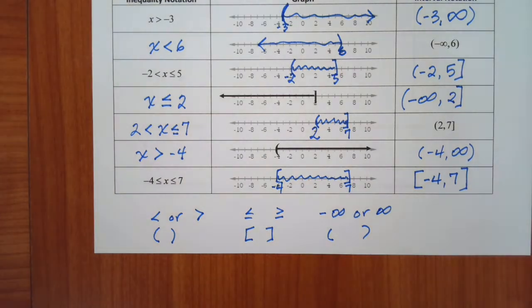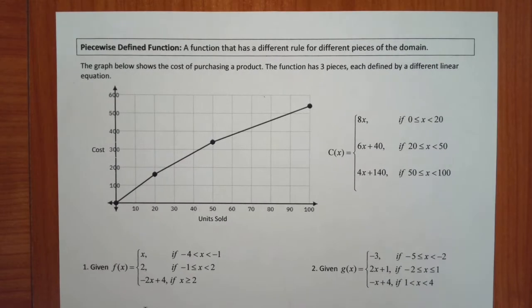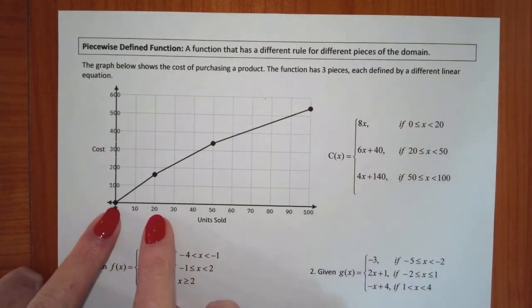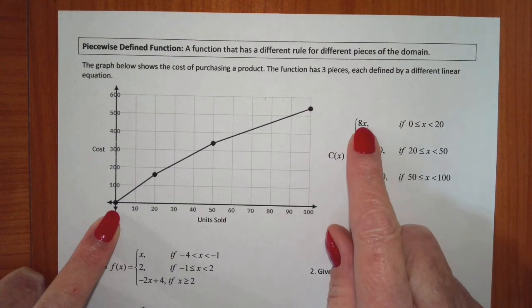Okay, well, we're going to apply this to when we talk about piecewise functions. Now, a piecewise function is a function that has a different rule for different pieces of the domain. So this graph that I've given you as an example shows the cost of purchasing a product. It has 3 pieces, each defined by a different linear equation. So this is like if you were to buy between 0 and 20 of a product, you would pay $8 for each one.